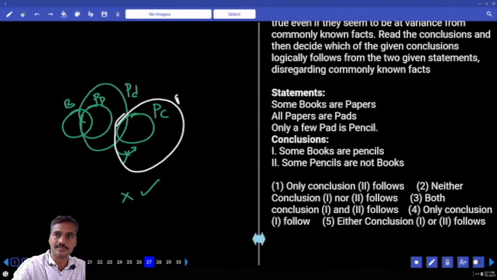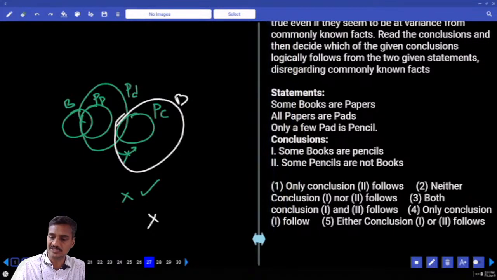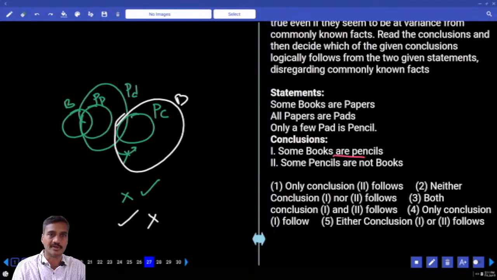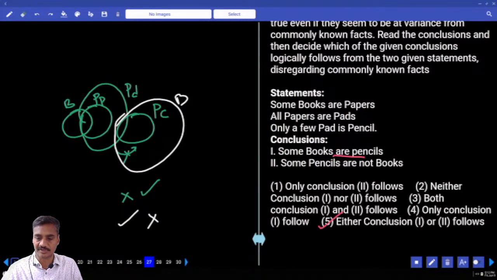Yes. Alternate diagram to previous conclusion false. By doing so, some books are pencils has now become true. Then what is your answer here? Either 1 or 2. So 27, either 1 or 2, choice 5.